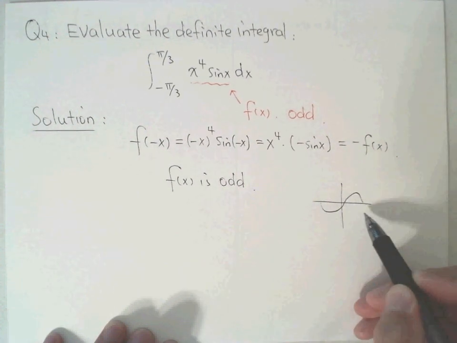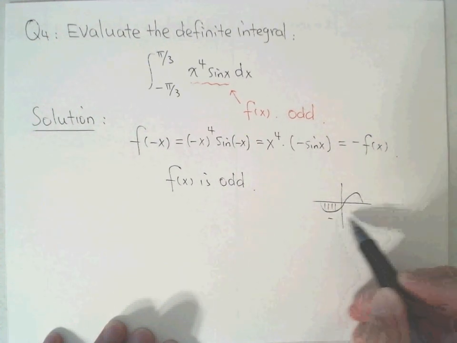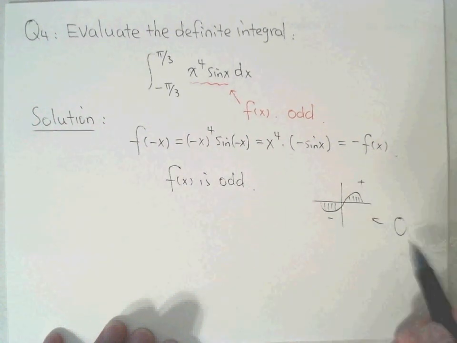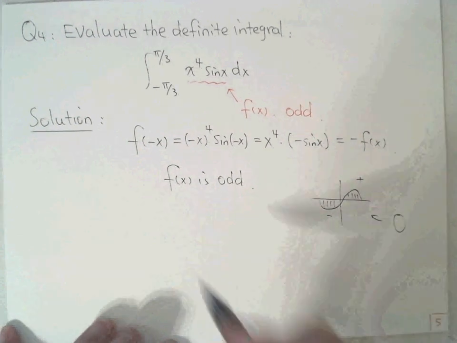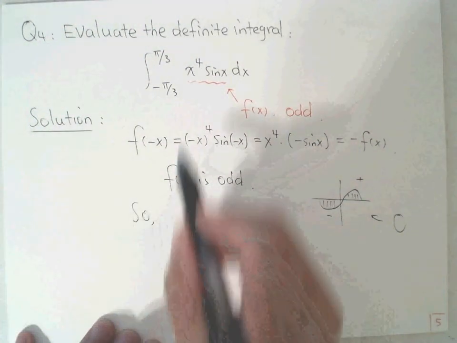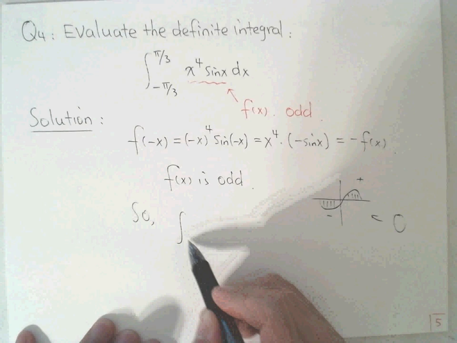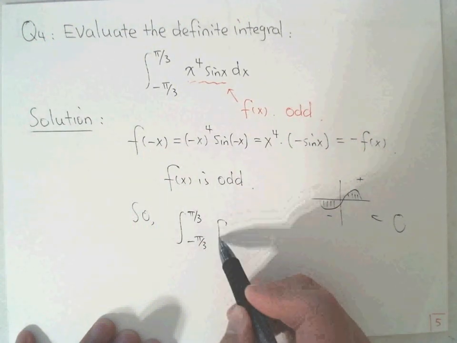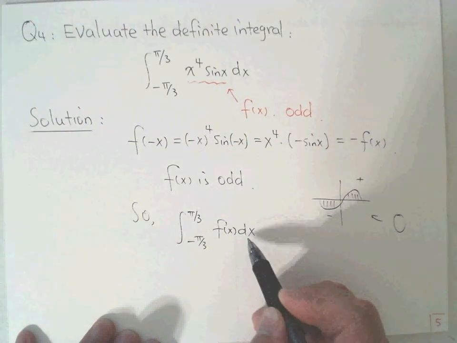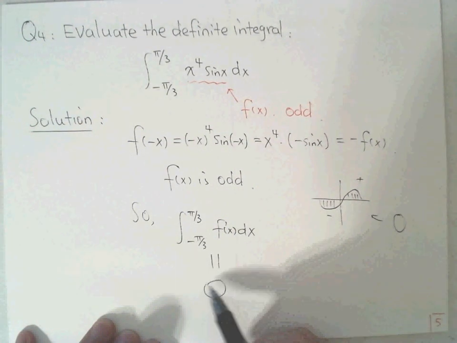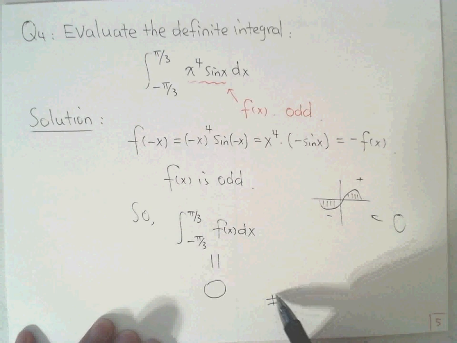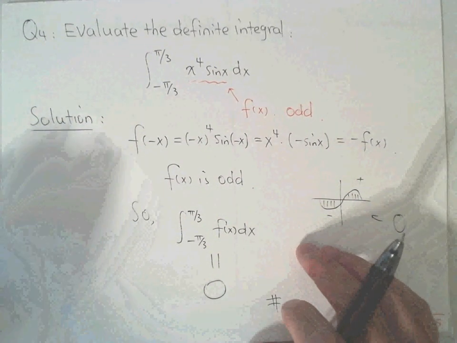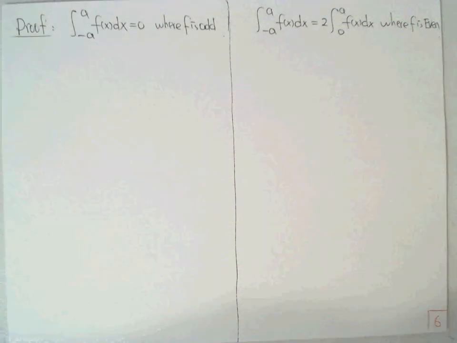If it's odd, you remember this, right? You remember the graph I drew, odd like this. This is a negative part, and this is a positive part. So the integration goes to 0, right? So we have this symmetry. So the original integral from negative pi over 3 to pi over 3 of f of x dx equals 0. You don't need to do any calculation. So this is very special, right? Okay, good.